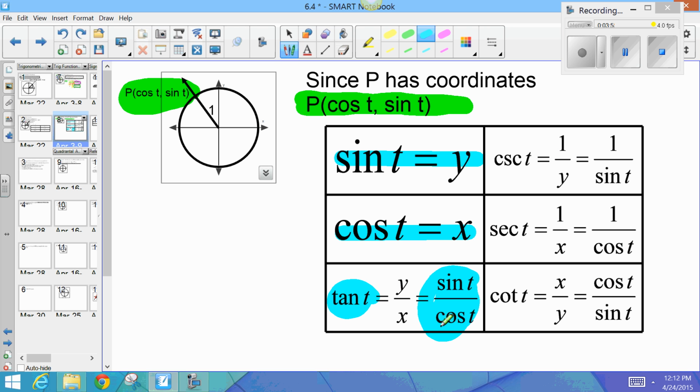And then over here are all my reciprocal rules. Cosecant is equal to 1 divided by sine. Secant is equal to 1 divided by cosine. And cotangent is equal to cosine divided by sine. Those are the reciprocal rules. That's it. There's no problem solving in this section, just some explanation of some properties that you're going to have to know.